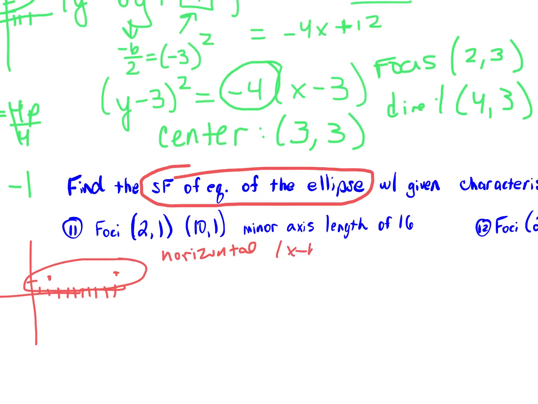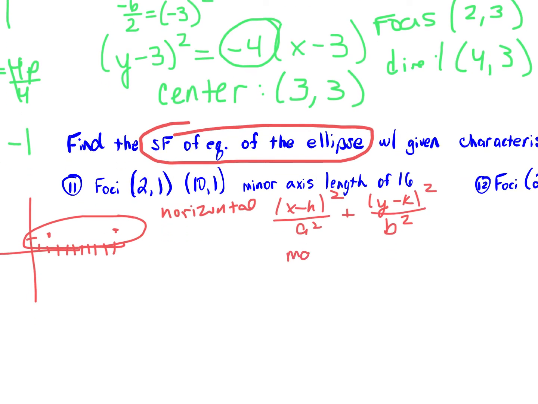We have x minus h squared over a squared plus y minus k squared over b squared. Remember, A is our major axis, B is the minor. So the bigger denominator goes with the way that the ellipse is shaped. Since it's horizontal, A, my major value, would be underneath my x value. So you guys should have that in front of you.